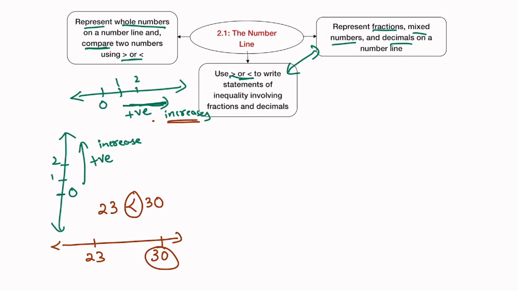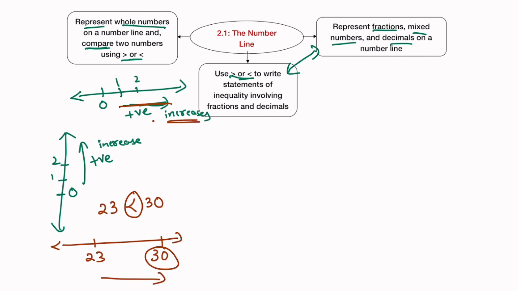As we said, as you go from left to right, the number increases, right? So 23 is less than 30. So this is basically what you have to do when you are comparing. And same thing on the vertical number line. It does not matter whether it's horizontal or vertical. Comparison would still say the same. Yes? So this is what the first part is.